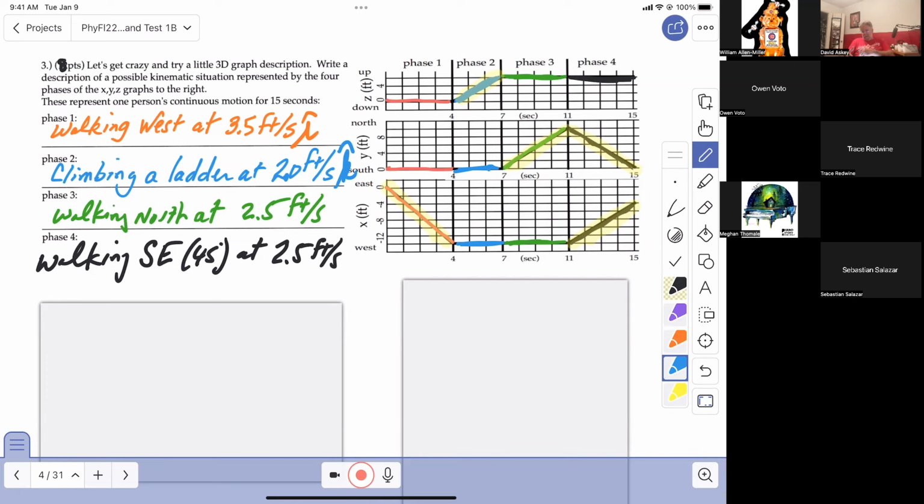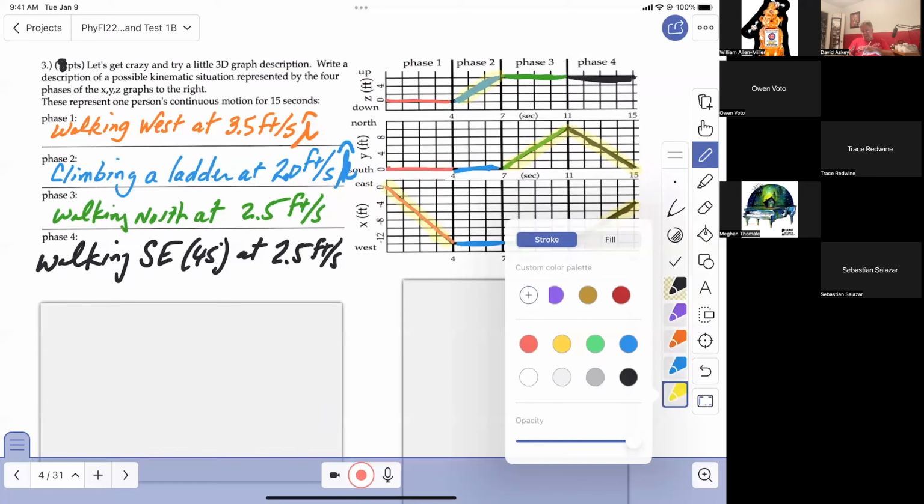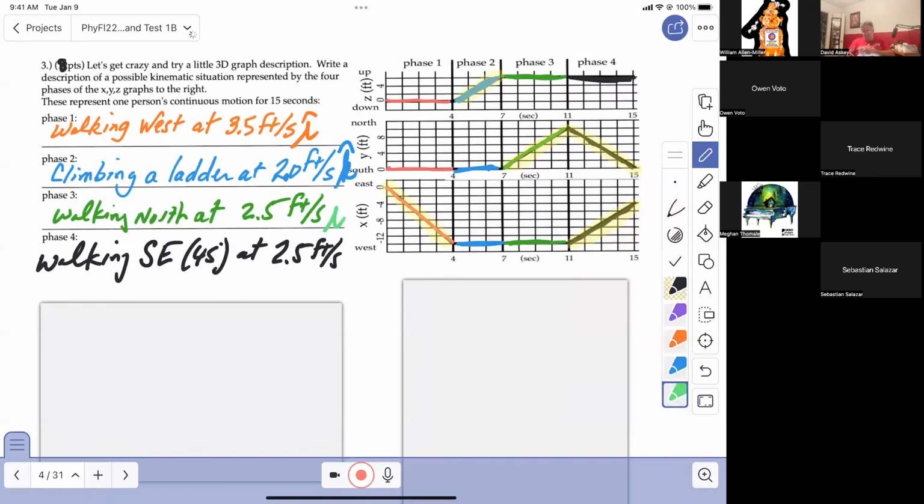Walking north, in that case, I would say J-roof. Sorry, J-roof. Normally I go blue, but whatever. It's really hard to keep colors consistent in physics. And then phase 4, you put iRoof and JRoof.